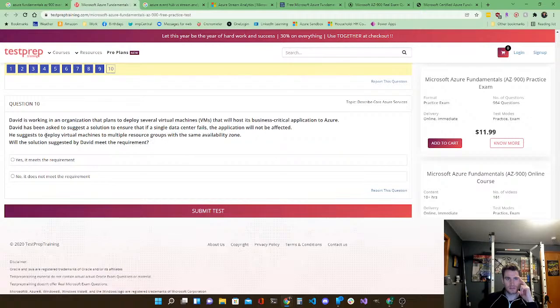Sounds very similar to the last one. He suggests to deploy virtual machines of multiple resource groups with the same availability zone.